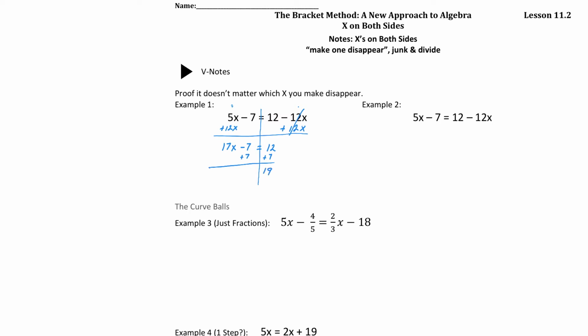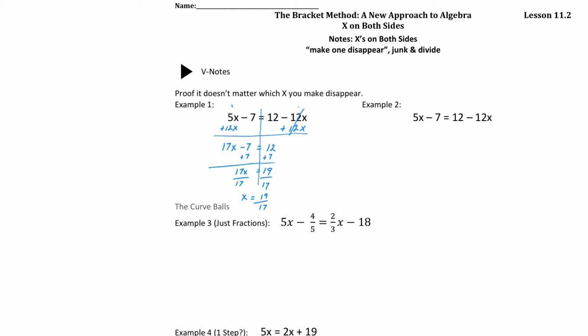We get a 19 and a 17x. That was junk. And of course our last step is divide. So our final answer is 19 over 17. Again, you guys can put it in a calculator and get a decimal, but that's basically what we're looking for.